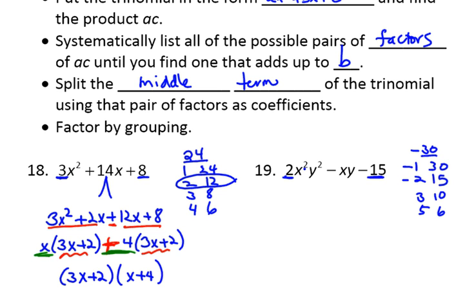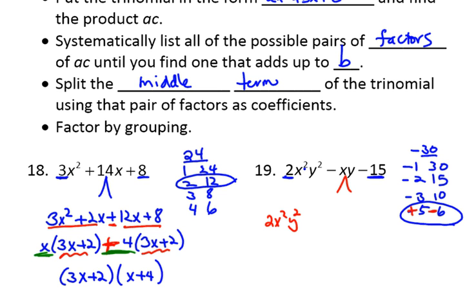It's negative, so one of them has to be negative. And I'm going to find one that adds up to 1, which is here. My signs are wrong because right now those are adding up to a positive. So I'm going to make this a plus and that a minus. So now I'm going to rewrite this and split the middle term. So this is going to be 2x squared, y squared.